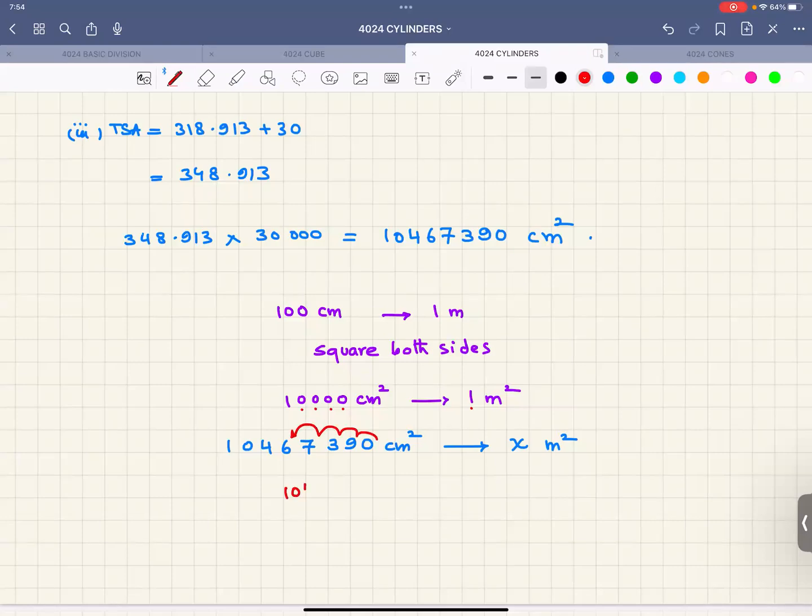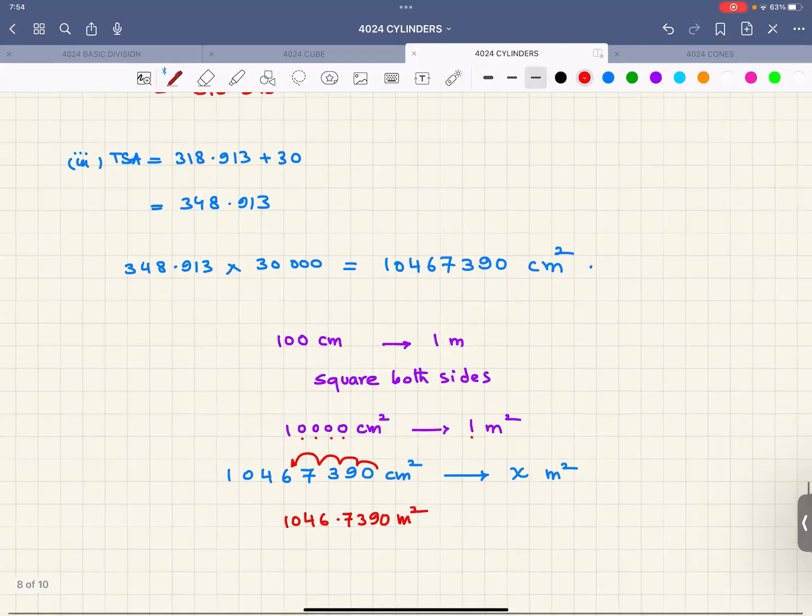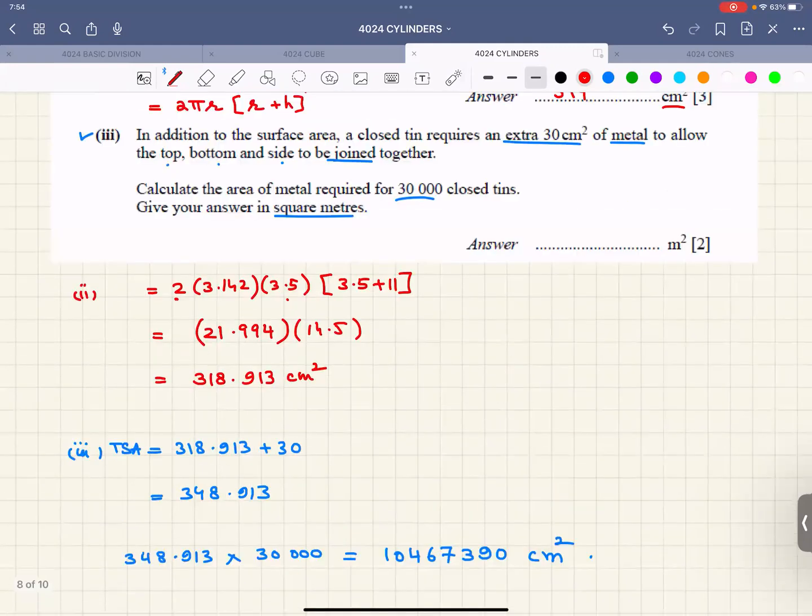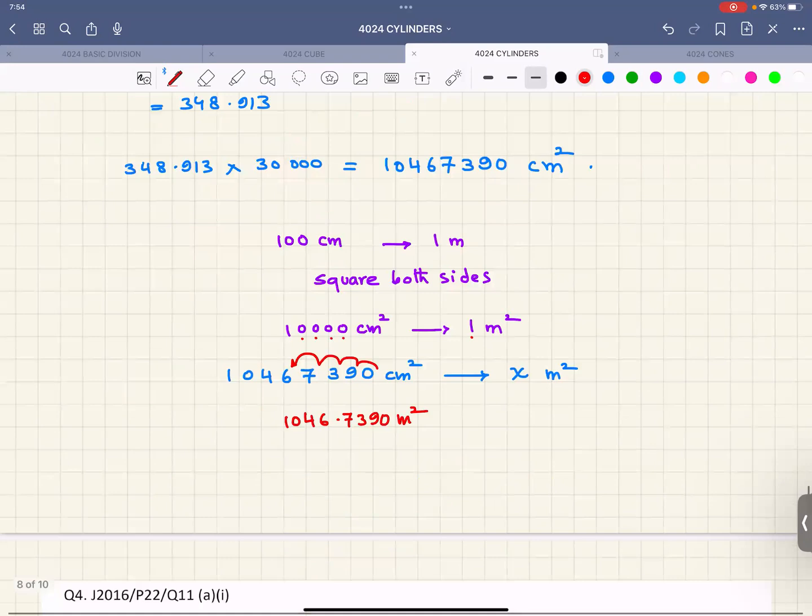This is 1046.7390 meters square. But we want the answer given in square meters. So this is our answer in square meters.